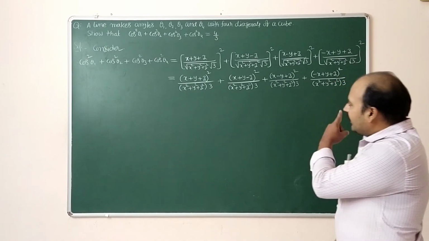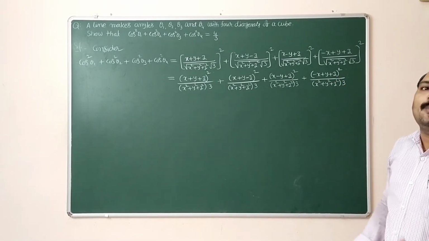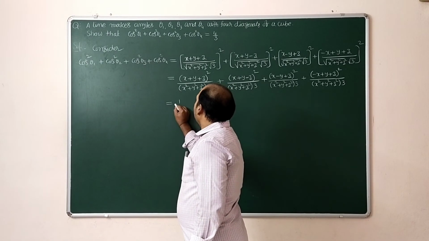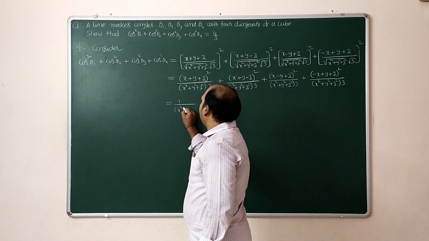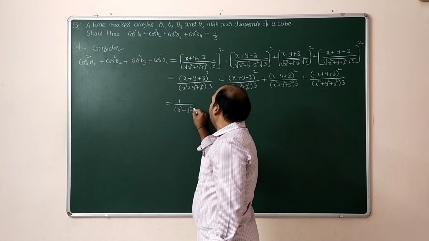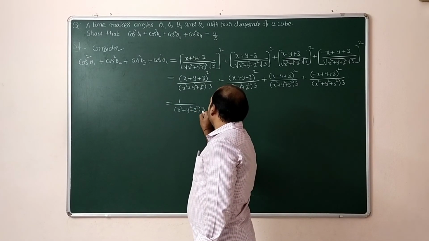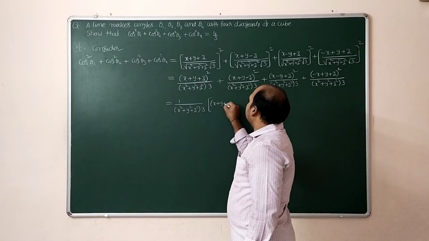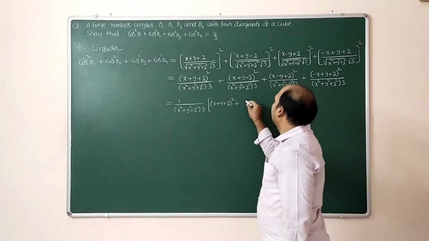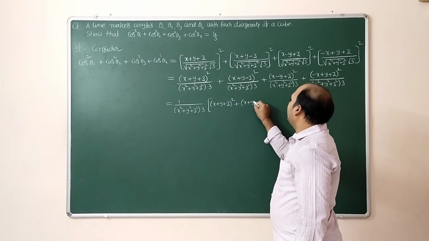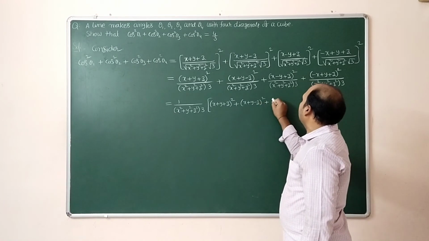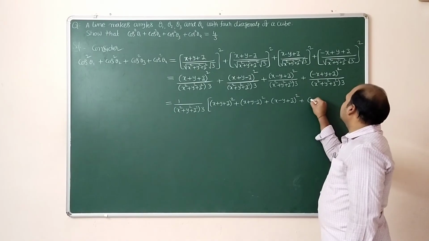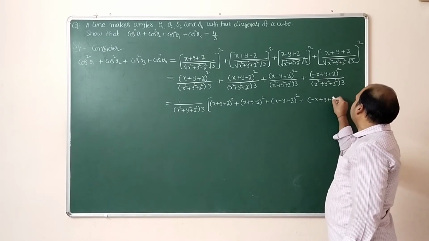After that, observe carefully, in 4 terms the denominator is the same. You can take out common 1 by x square plus y square plus z square into 3, times x plus y plus z whole square, plus x plus y minus z whole square, plus x minus y plus z whole square, plus minus x plus y plus z whole square.